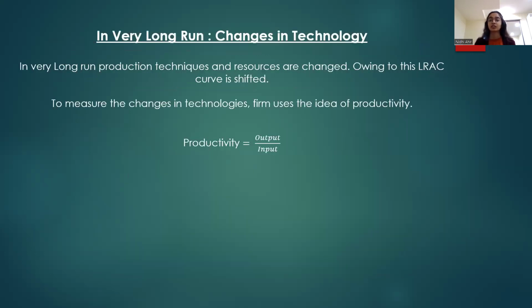Our second topic is the very long run changes in technology. In the very long run, production technique and resources are changed and this will shift the long run average cost curve. To measure the changes in technologies, the firm uses the term productivity. Productivity equals output divided by input. Productivity can also be calculated in this way: productivity equals output divided by hours of labor worked.